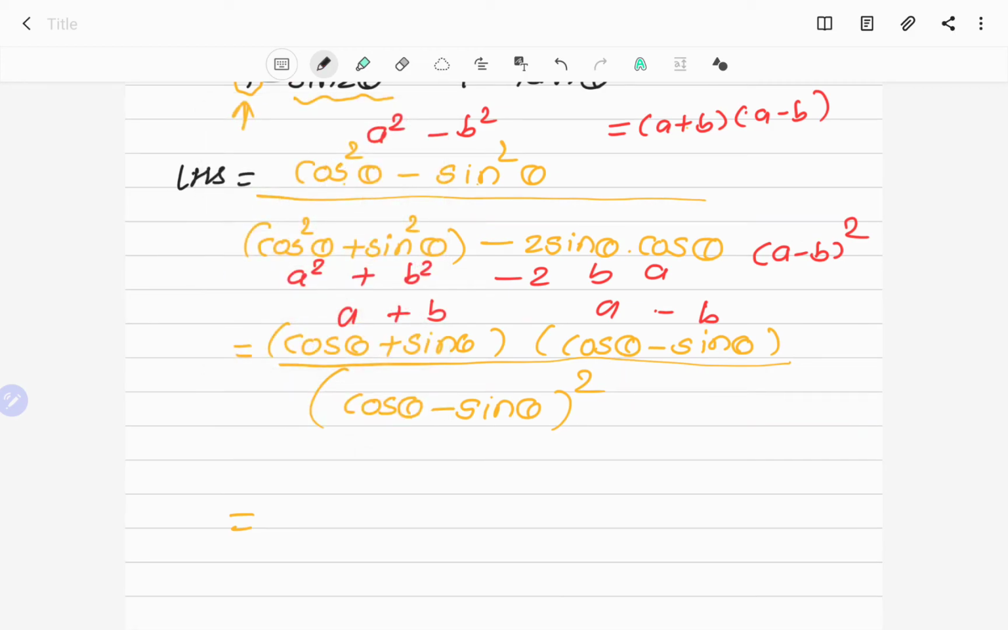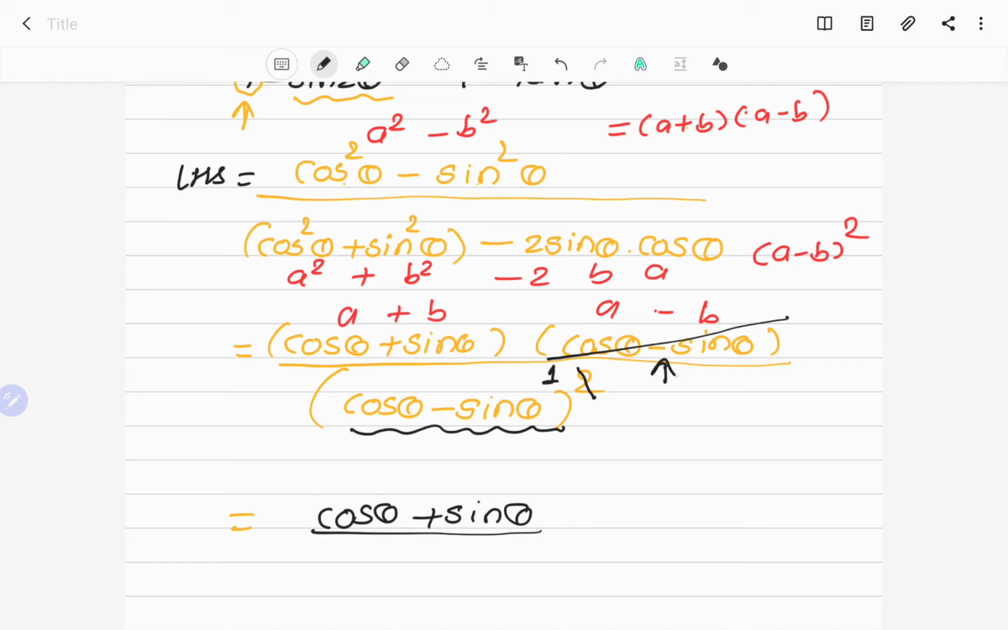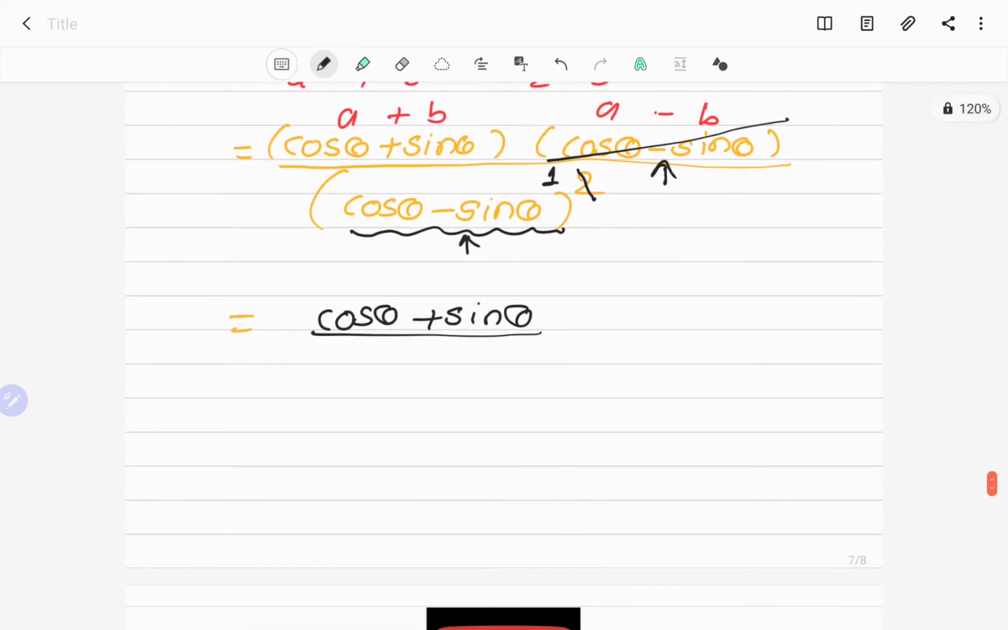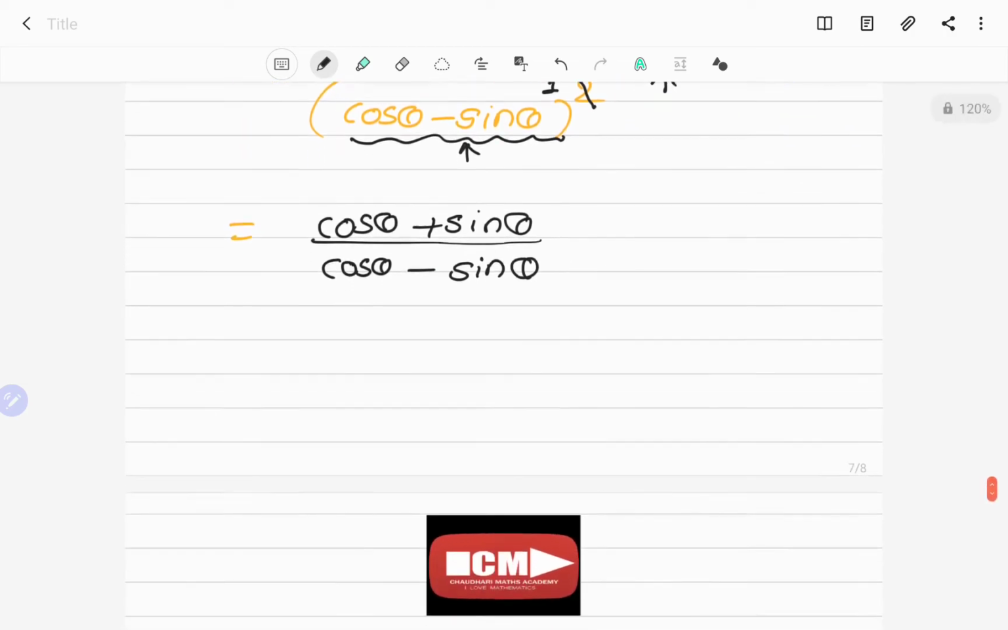And in the next step, if you observe this cos theta minus sin theta and this cos theta minus sin theta, these are two similar terms out of which one gets cancelled. If one gets cancelled, then there will be only one power left. So what is left in the numerator is cos theta plus sin theta, and one cos theta minus sin theta from the numerator and denominator cancels. So what is left is only one cos theta minus sin theta. Okay, so we reached up to this step.